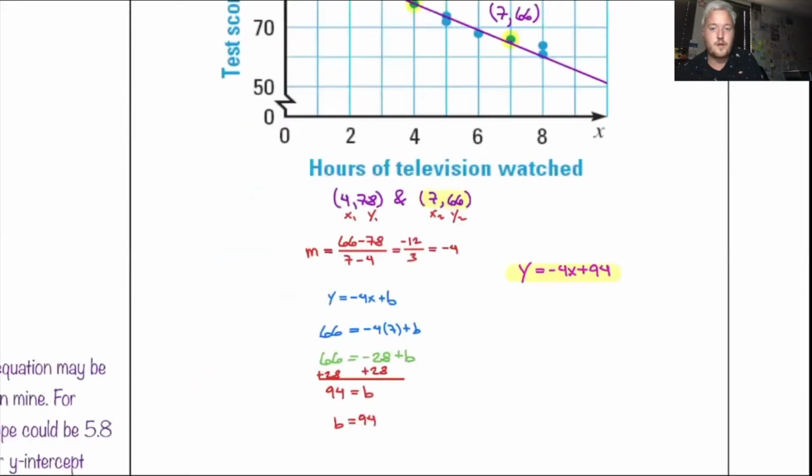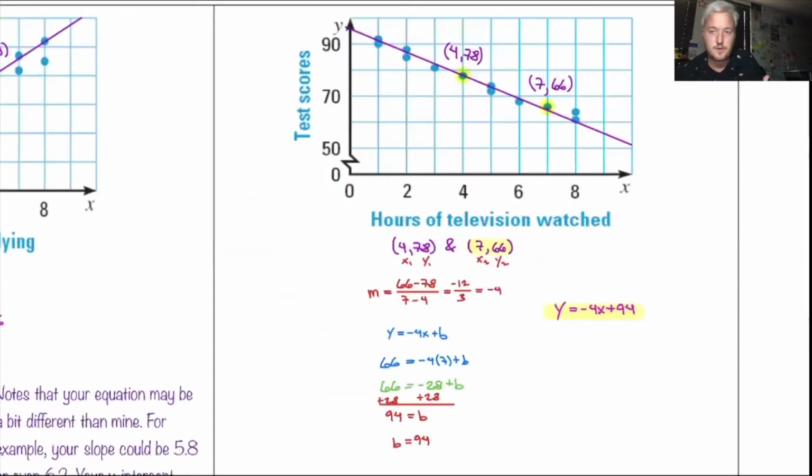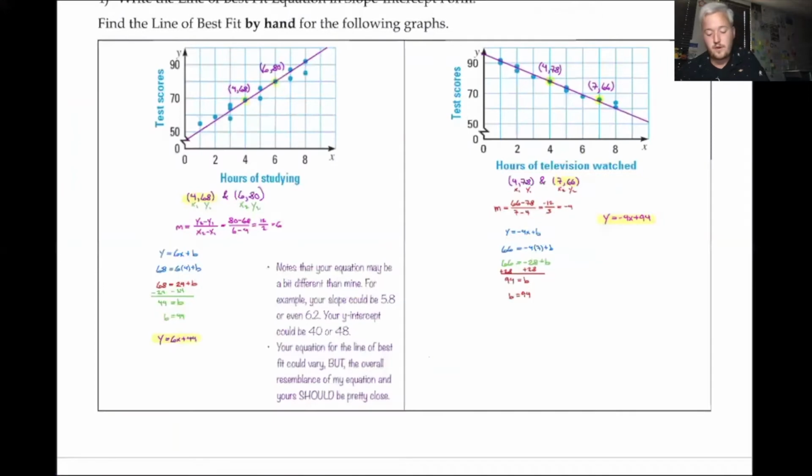So whenever you get your equation, look back at your graph and see if your graph would actually make logical sense. So usually your b value is going to be your best indicator. So it's 94, which is bigger than 90. So the y-intercept makes good sense. And the slope is negative, which follows a negative trend. So our equation seems like it'd be a good fit. All right, so this is if I want to do it by hand.